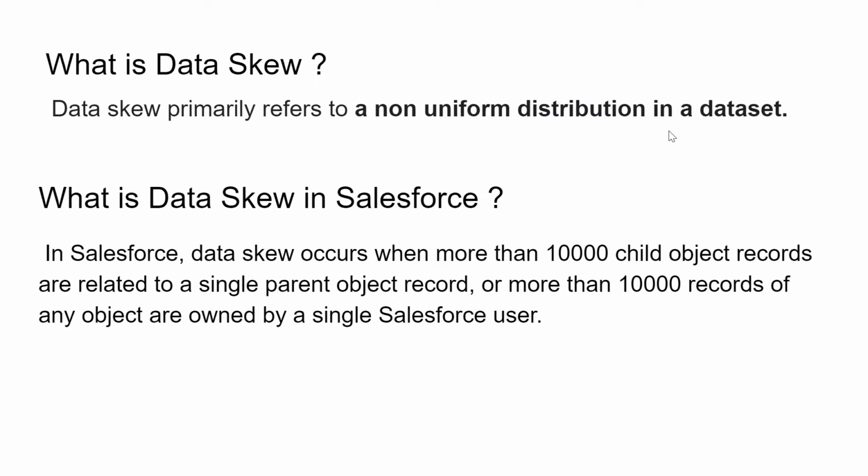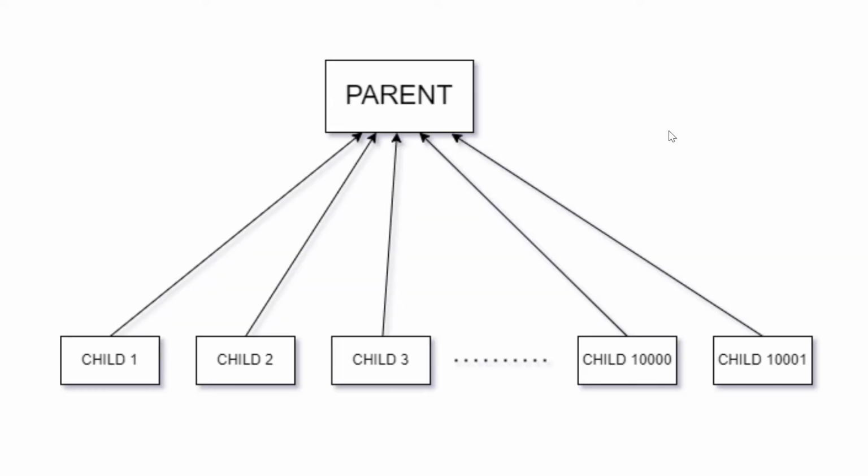So what is data skew in Salesforce? Data skew occurs when more than 10,000 child records are related to a single parent record, or more than 10,000 records of any object are owned by a single Salesforce user. For example, we have an account and there are multiple contacts. If an account has more than 10,000 contacts, that is nothing but account skew.